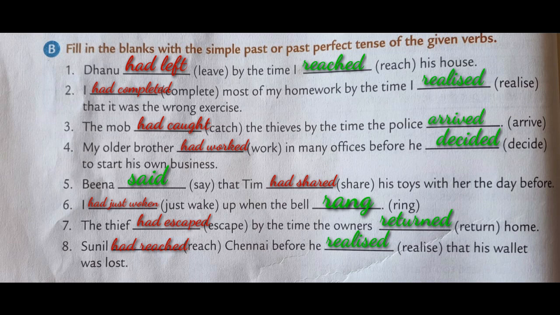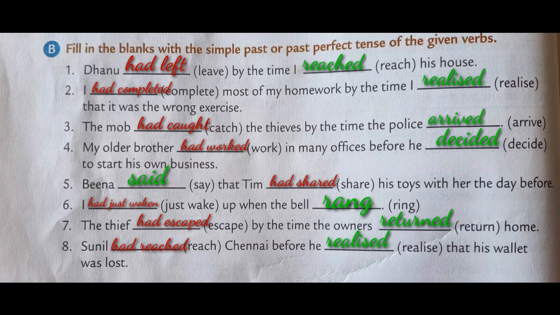Let's see the first one. Danu had left by the time I reached his house. Here, had left, past perfect tense, reached, simple past. Second one, I had completed most of my homework by the time I realized that it was the wrong exercise. Here, had completed, past perfect, then realized, simple past.